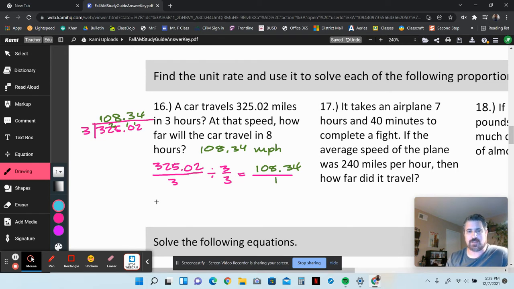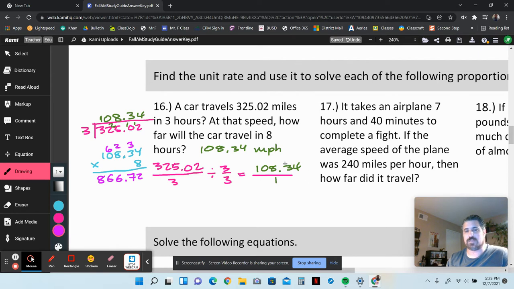So you're multiplying 108.34 by 8. And that is going to be whatever that is. Let's figure out what it is. 8 times 4 is 32. 8 times 3 is 24, plus 3 is 27. 8 times 8 is 64, plus 2 is 66. 8 times 0 is 0, plus 6 is 6, and 8 times 1 is 8. So it looks like it's going to be 866.72 miles.